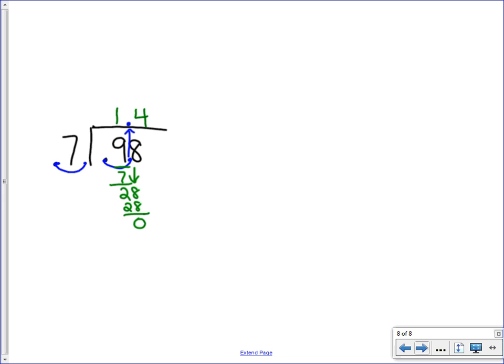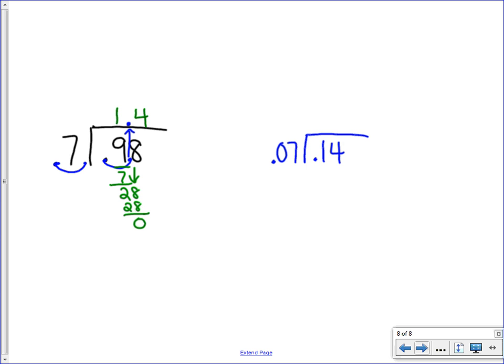Okay, I'm going to give you one to try. Decimal inside, decimal outside. Pause the video, try it on your own, come back and check with me.